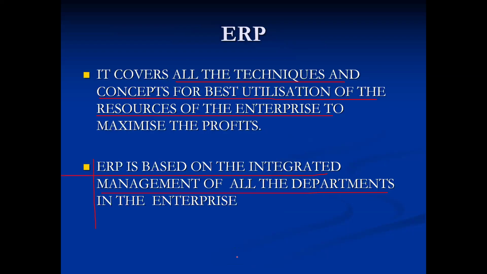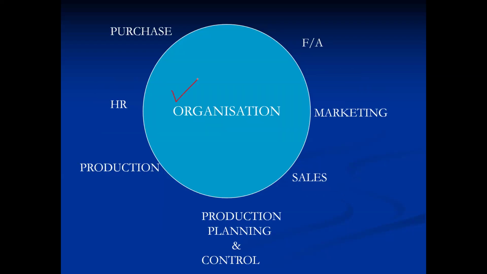Say, for example, this is the organization. In every organization, we have a number of departments like finance and accounts, marketing, sales, production planning and control, production, HR. Then we also have the warehouse, purchase, etc. Every department has to work towards the achievement of the organizational objective, maximizing the profits. In this process, every department will have its own individual goals and objectives. The departmental objectives should be synchronized with the organizational objective, that is, maximizing the profits.